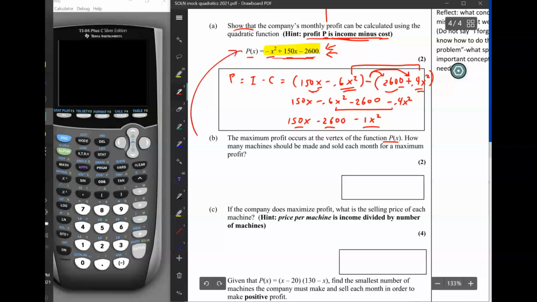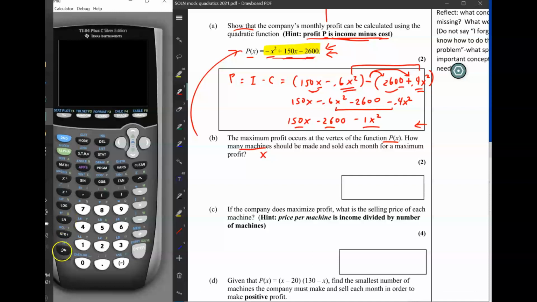They gave it to us. Even if you didn't find it in the show that, you already know the answer. How many machines should be made and sold each month for a maximum profit? So basically what they're saying is, how many machines is x, right? So they're saying, what should be x so that p is a maximum? Doesn't that sound like a vertex?